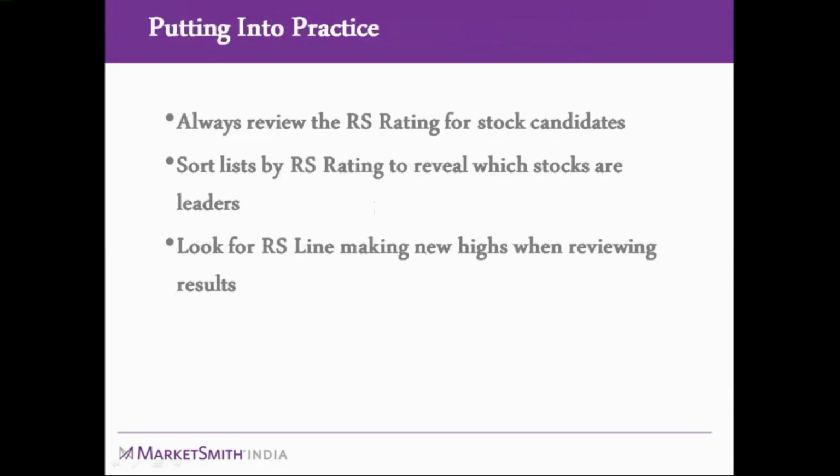All right, now, putting into practice, always review the relative strength rating for stock candidates. Suppose someone has said that this particular stock is looking very good, make sure that you're looking at where the stock stands in terms of relative strength rating, because there's a difference between a good company and a good stock. Over a long period of time, every good company will have a good stock, but in the short term, not every good company will have a good stock, right? So in the short term, there can be underperformance by good companies. That's the idea behind using relative strength rating.